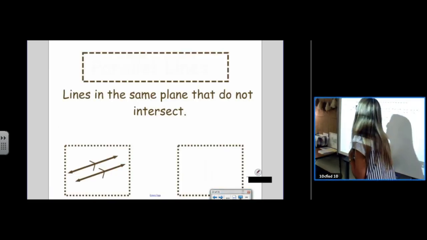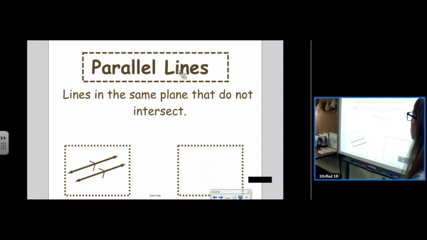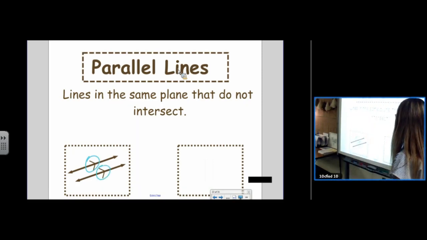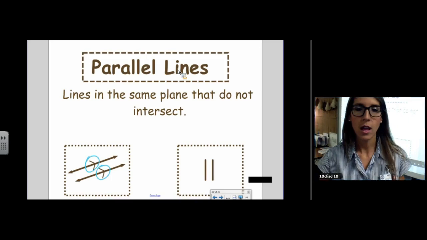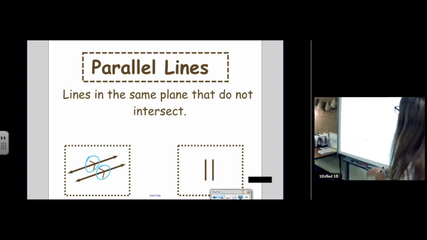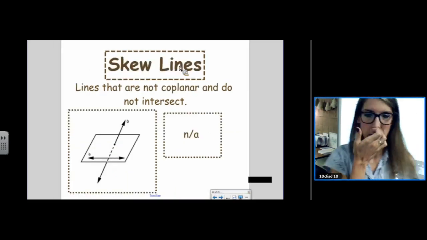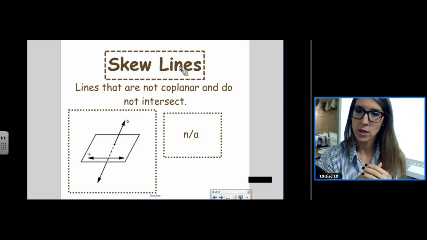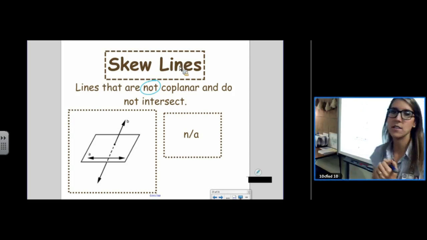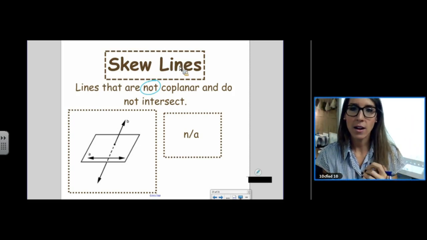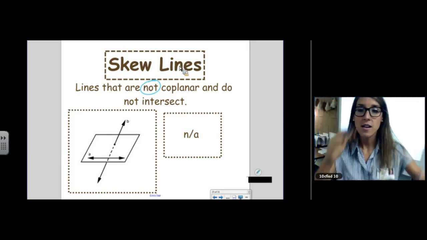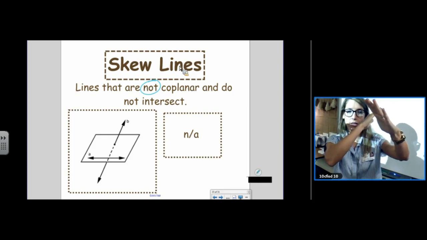All right, just to get through this vocab, you've heard this word before, parallel lines. This is how you show someone that lines are parallel, and this is the notation for parallel. Lines in the same plane that do not intersect. This is a new word, skew. Skew lines. There's a picture for it. The only difference between parallel and skew, there's only one word of difference, and that's the word not. Parallel lines. Coplanar lines that do not intersect. Skew lines. Non-coplanar lines that do not intersect.